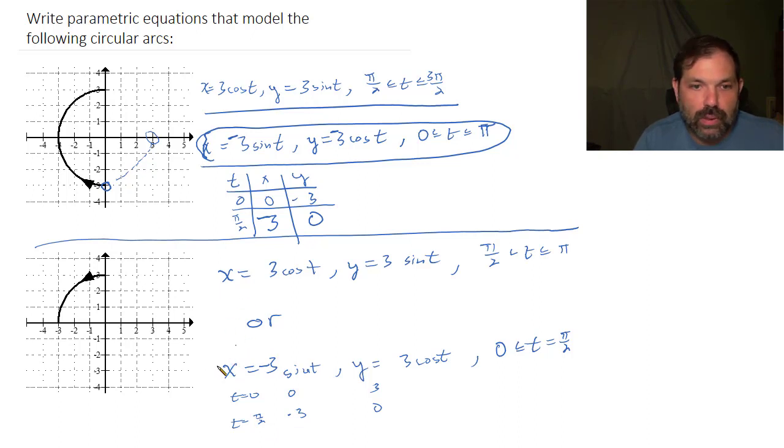So again, more than one possibility. And these are just a couple of possibilities. There's actually infinitely many more possible ways to write this. These are just a couple of examples.